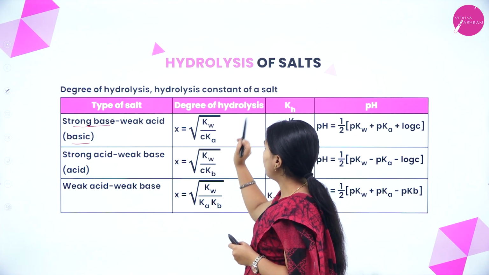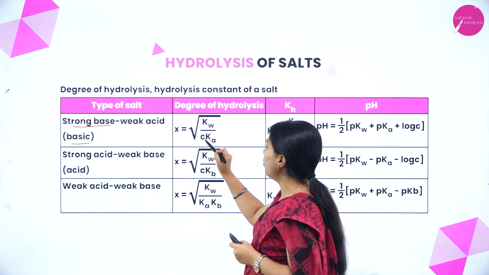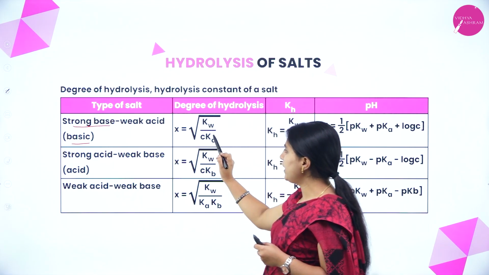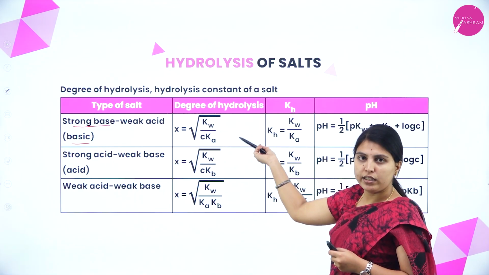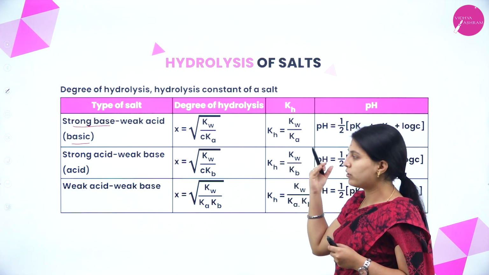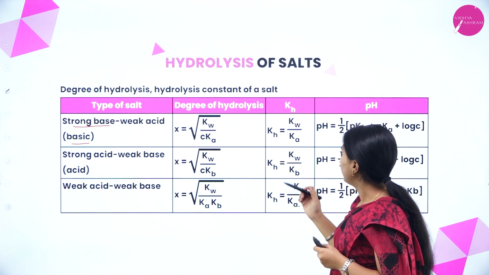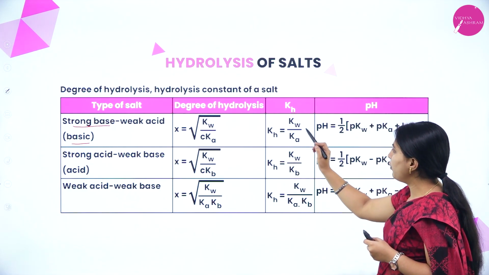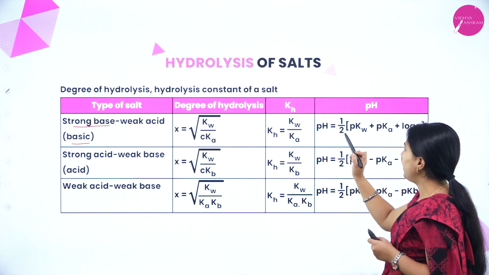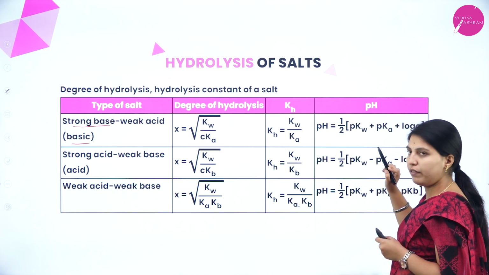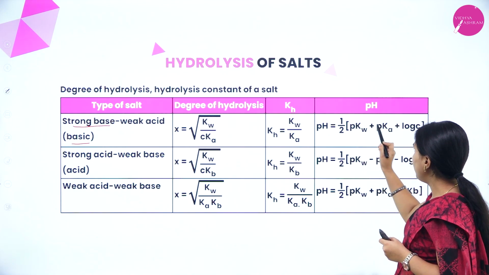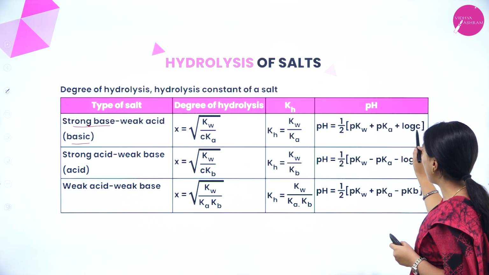Here the degree of hydrolysis x equals root of Kw by C into Ka. Here the dissociation constant you can also observe. Here Kh equals Kw by Ka. pH will be equal to half into pKw plus pKa plus log C.